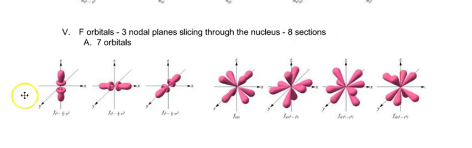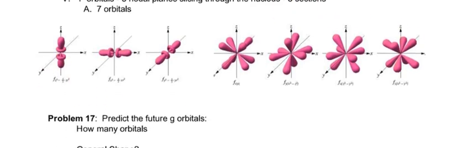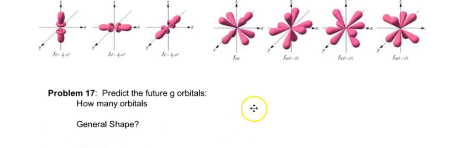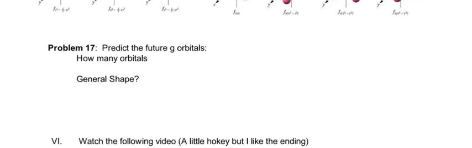So anyway, predicting the g, I think we can do that. How many orbitals did we just say? 9. Very good. General shape: well, we know that we're going to have 8 lobes here, so it'll be 16 lobes. And I think this would be a quadruple dumbbell. If this is a double dumbbell, as I would call it, you'd probably have a quadruple one for the g.